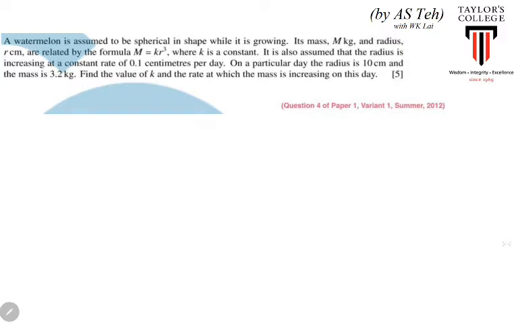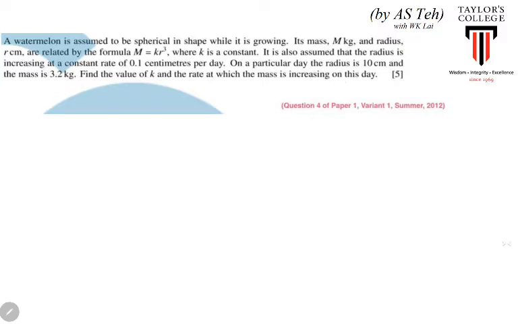We are also given that the watermelon actually grows at a rate of 0.1 centimeters per day. So the radius of the watermelon grows at that rate. This question then asks us to find the rate of the mass increasing per day, which means the mass per time.